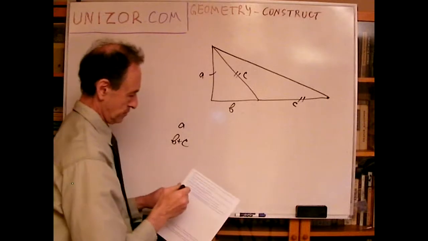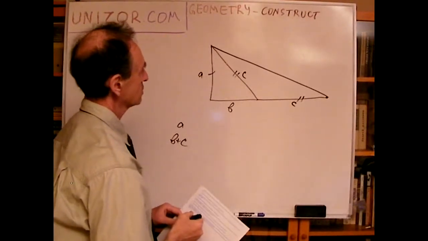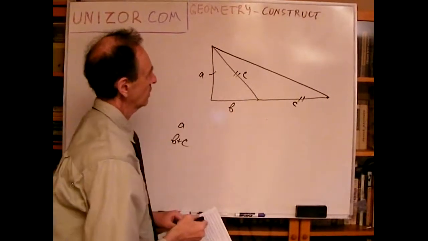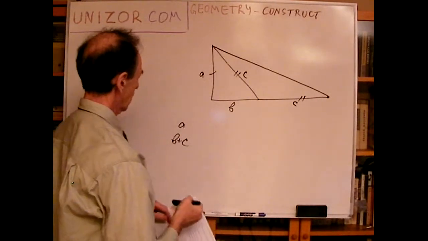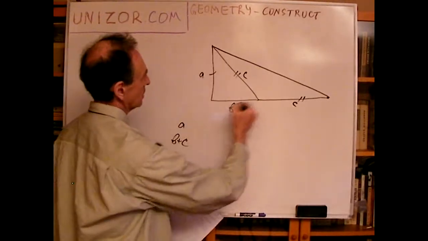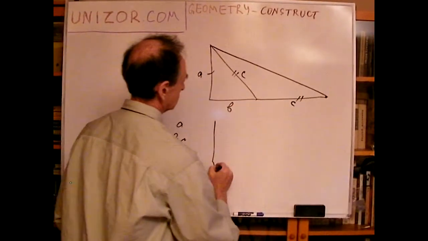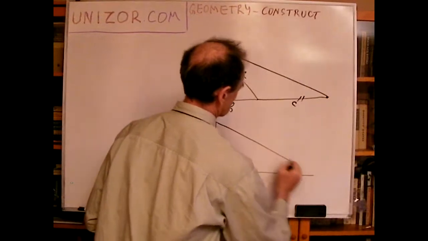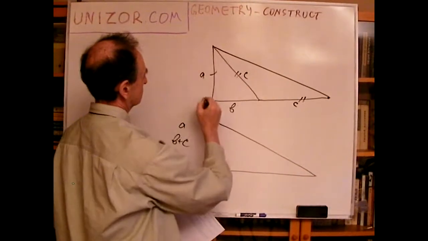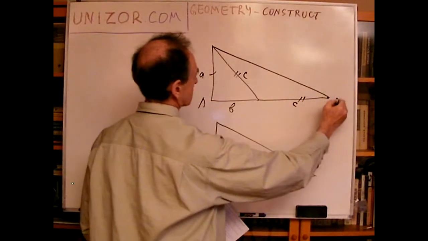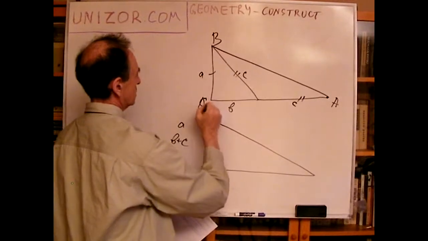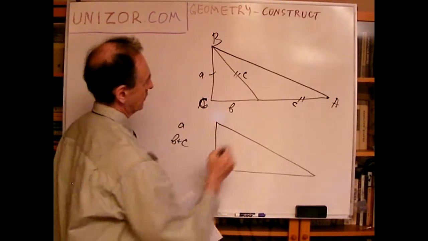These two segments. Now, how can we construct the original triangle? Well, considering we have A and B plus C, we can construct the big triangle, right? But now let's think about it. Let me put some letters: A, B, and C, and D.